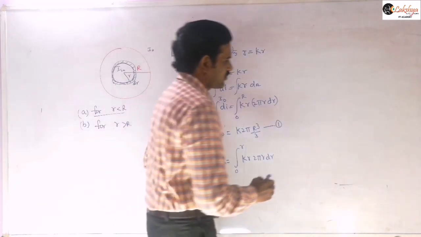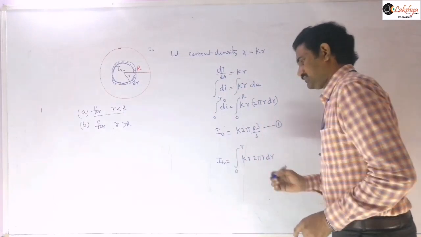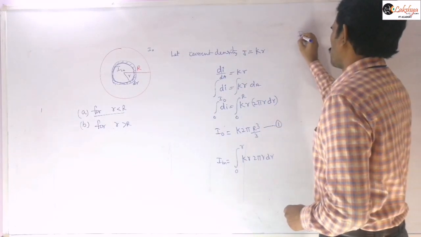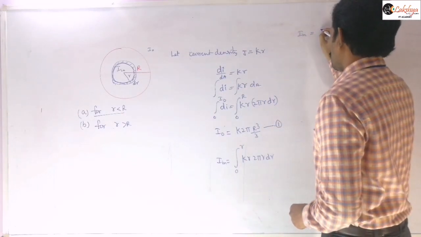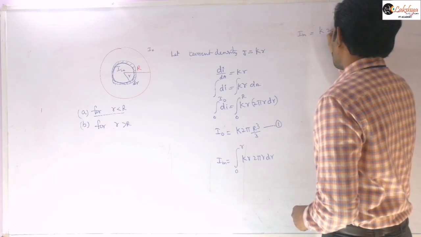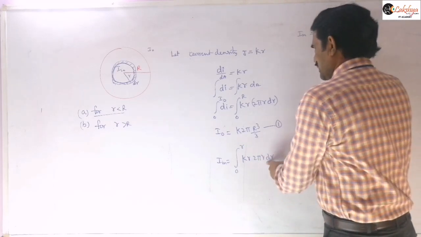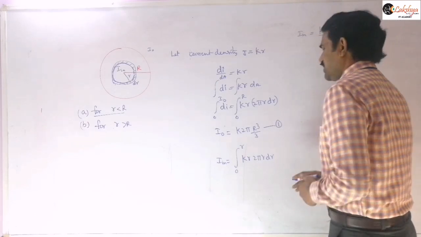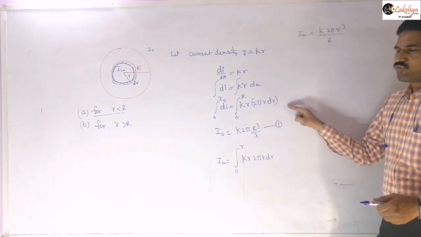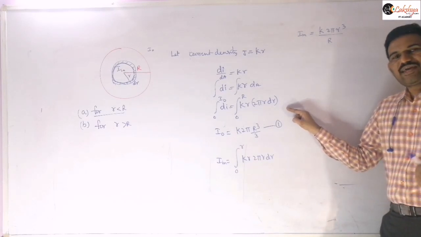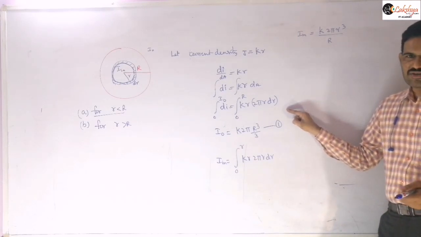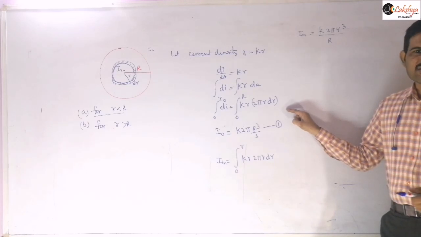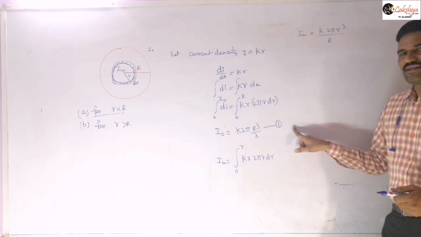So then we can write this expression as I_in equal to K into 2 pi into, again you will get r squared here, so it will be small r cubed by capital R. Why are we doing this first calculation? In order to eliminate that K value in the final equations, because K is not mentioned in the problem. So for that we are doing this calculation here.